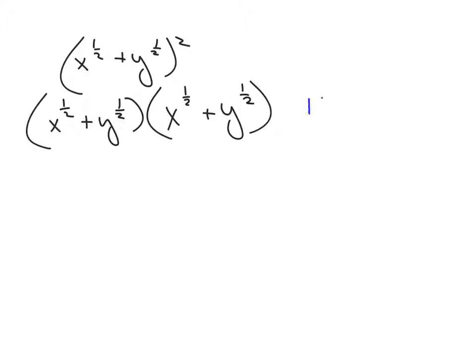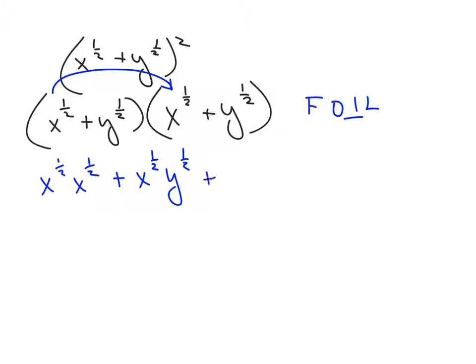All right, so remember FOIL. Oh golly, let's spell FOIL right. I was going to write F-I-R-S-T for some reason. Okay. So first, this times this. X to the 1/2. What I do is I just stick them together like that, because that means multiply, right? Then I do the outside. Then I do the inside. Then I do the last.